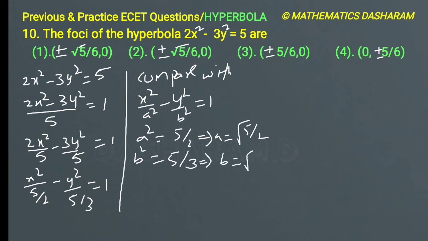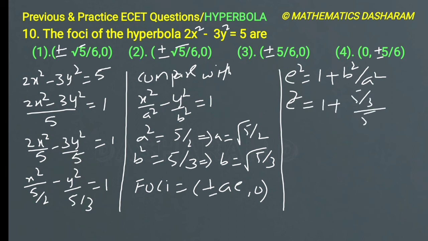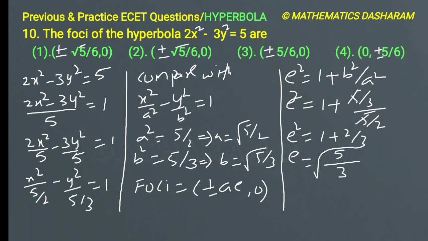Then b equals under root 5 by 3. Then the required answer, that is the foci, equals plus or minus ae comma 0. First we need to find out the e value. So e square equals 1 plus b square divided by a square. E square equals 1 plus b square, that is 5 by 3, a square 5 by 2. So here 5 cancels, then e square equals 1 plus 2 by 3. E equals, here 3 LCM, 3 plus 2, 5, under root.